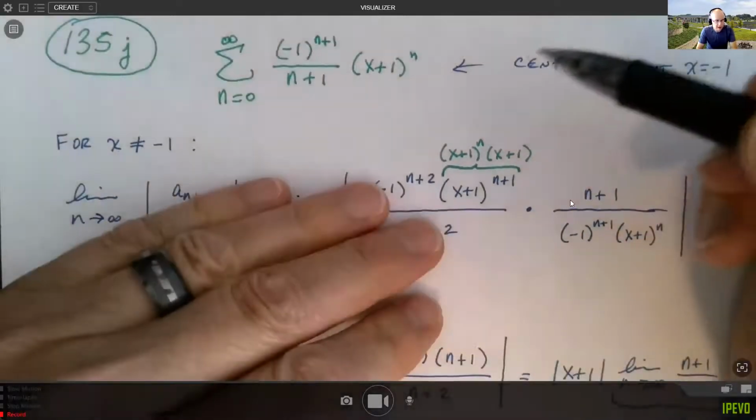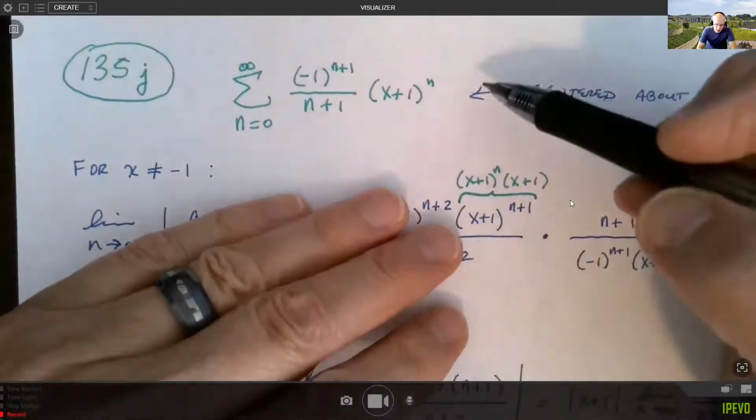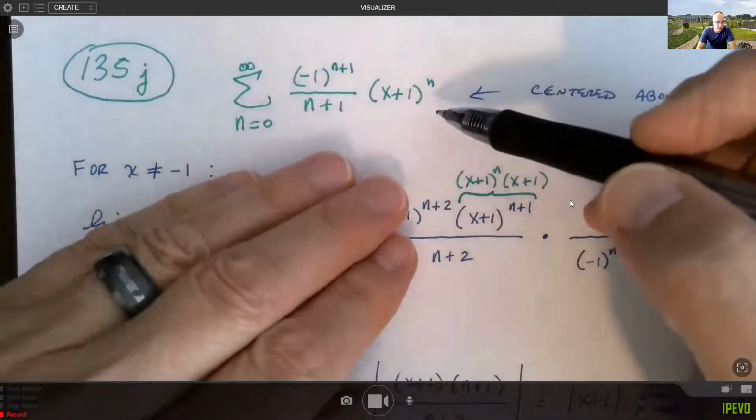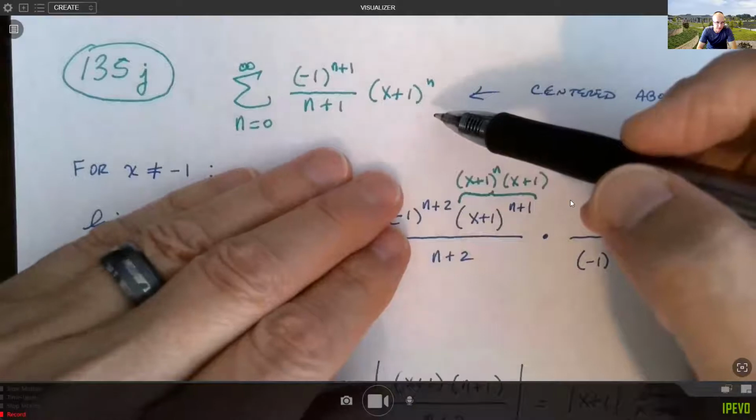Okay, let's take a look at 135J. In 135, we are looking at power series, and we're asked to find both the radius and interval of convergence.